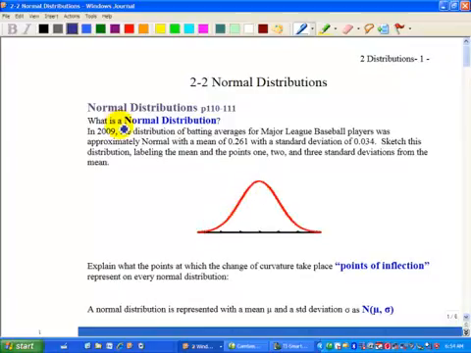And the first thing says, what is a normal distribution? So let's look at one. In 2009, the distribution of batting averages for Major League Baseball players was approximately normal. See how they use a capital N? That means this is some ideal. With a mean of 0.261 and a standard deviation, you should get in the habit of circling things. Sketch this distribution, labeling the mean and the points that are 1, 2, and 3 standard deviations from the mean.